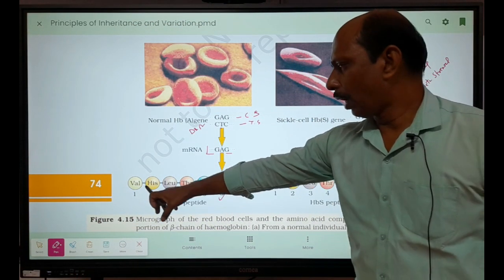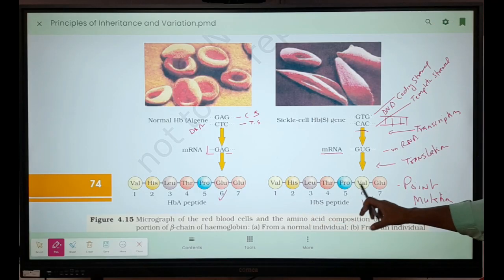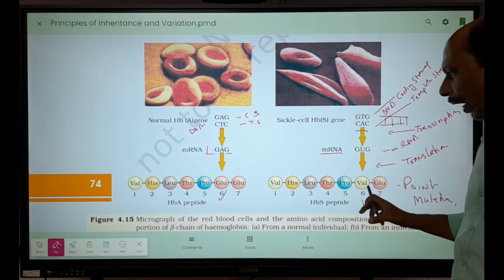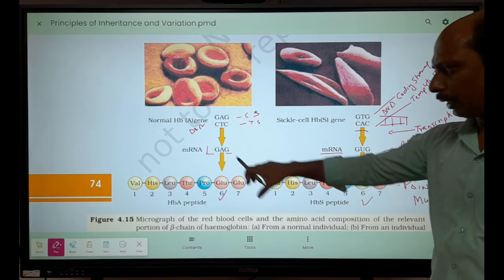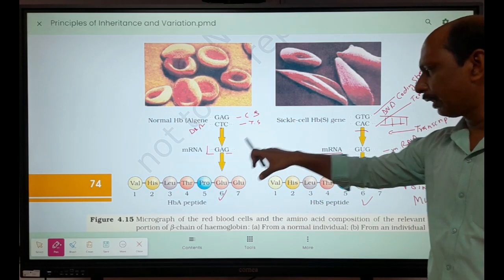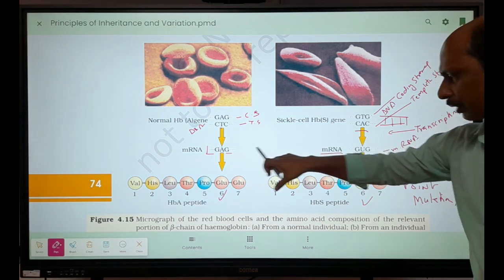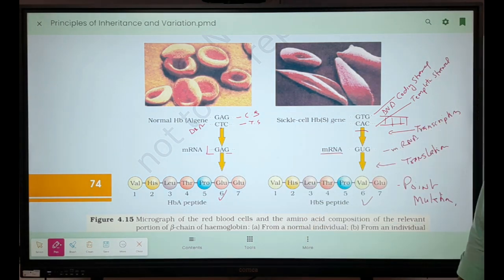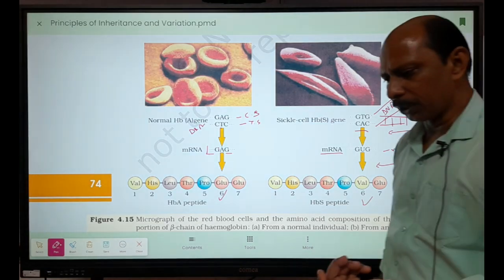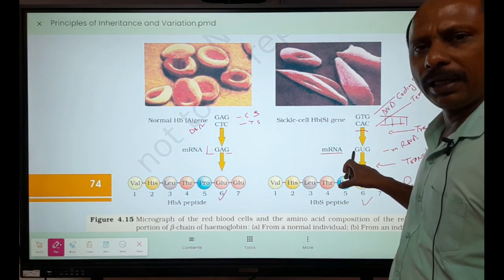You can write here Val his Leu Pro Val Glu. Val his Leu Pro Val Glu. That glutamic acid is replaced by valine, or we can say here in messenger RNA adenylic acid is replaced by uridylic acid. It is a type of substitutional mutation, point mutation. A type of point mutation is substitutional. That means here purine is replaced by pyrimidine.